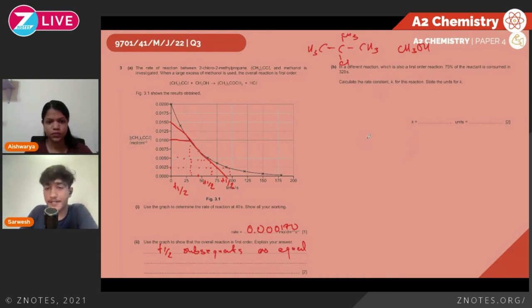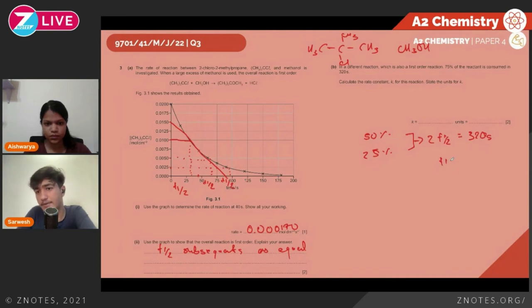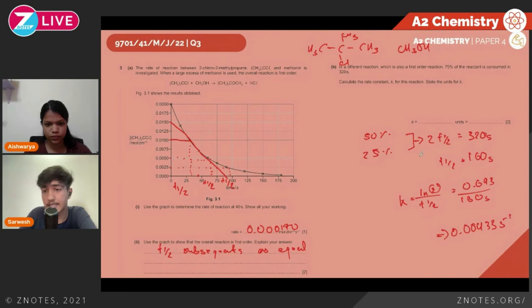In your first half-life, 50% of the reaction is completed. Then in your second half-life, 25% is completed. So over here, you have two half-lives equals 320 seconds. So one half-life would be 160 seconds. The rate constant k equals ln 2 divided by the half-life, or you could just say 0.693 divided by half-life. So your answer over here is 0.00433 per second. So that's our rate constant k.